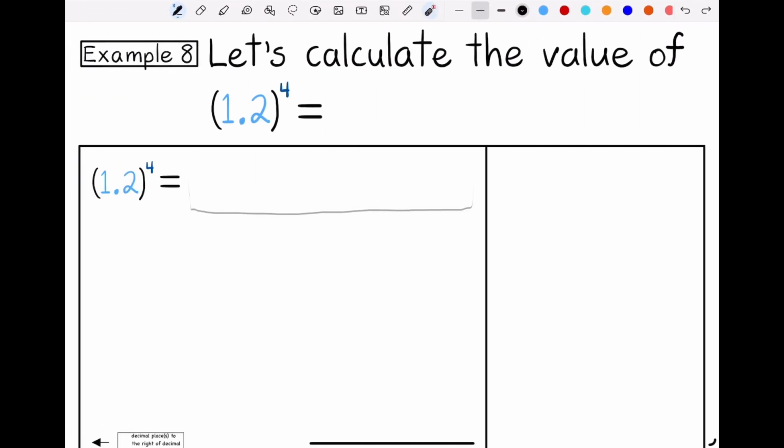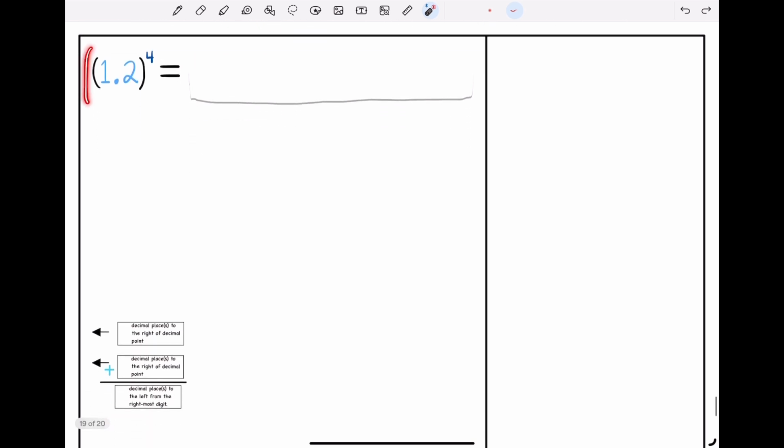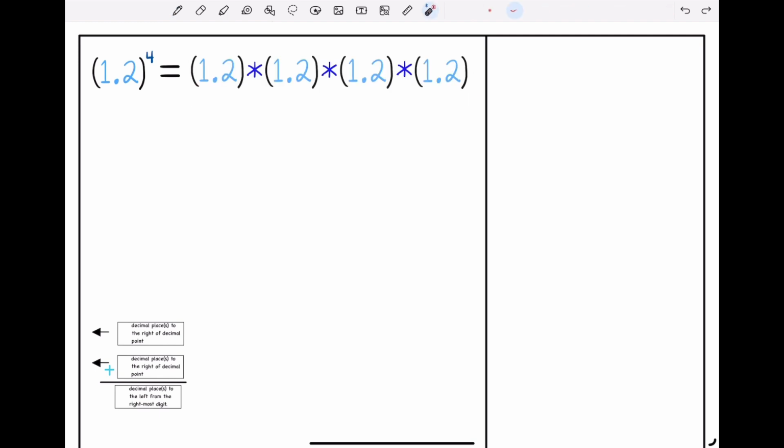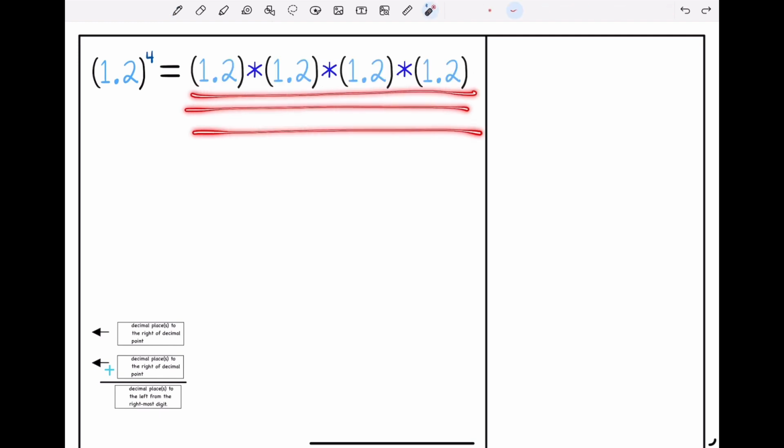Let's calculate the value of 1.2 to the fourth power. And just like we did with the other examples, we need to expand this expression. Since our base is 1.2 and our exponent is 4, that means we are multiplying 4 1.2s together. So after we expand, it'll look something like this. And now we have 4 numbers we're multiplying together.